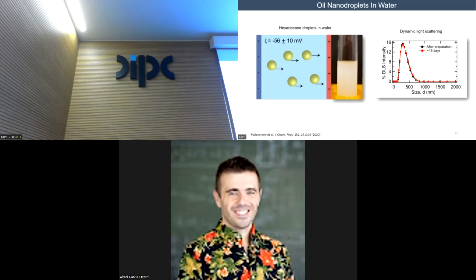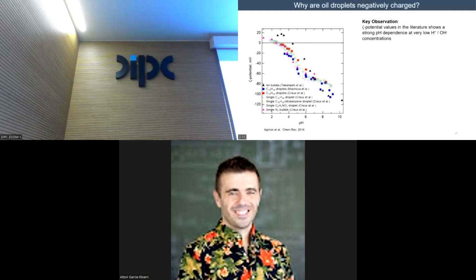But then the question is, why are they negatively charged? Because we just have oil and water, right? And this question has been around for such a long time. So people did zeta potential measurements for a variety of droplet systems, not just oil and water, but also bubbles. So this is a compilation of data from over the years on different types of oil droplets and air bubbles.